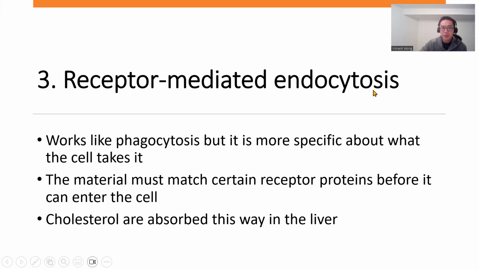And the last one is receptor-mediated endocytosis. Okay. This is very similar to phagocytosis, but it's more specific about what it is taking in. So in order to bring the thing in, it must first bind to a particular receptor. Remember we talked about receptor as a membrane protein, right? So there are these things with certain shape, and if the shape fits, that's gonna bring them in.